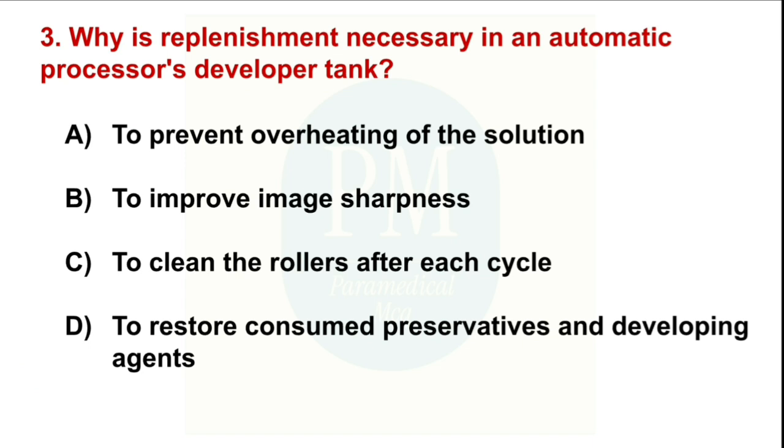Why is replenishment necessary in an automatic processor's developer tank? Option A. To prevent overheating of the solution. Option B. To improve image sharpness. Option C. To clean the rollers after each cycle. Option D. To restore consumed preservatives and developing agents. The correct option is option D. To restore consumed preservatives and developing agents.